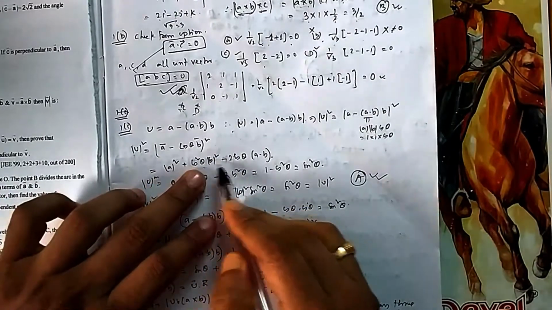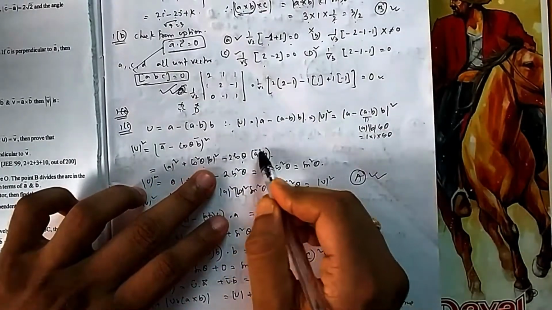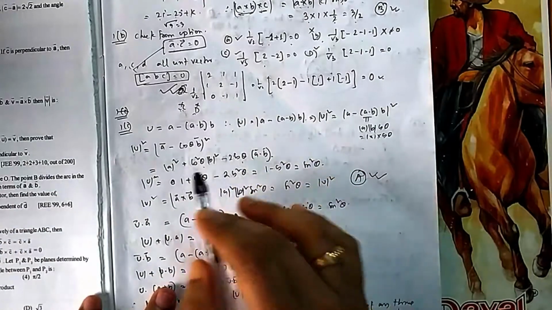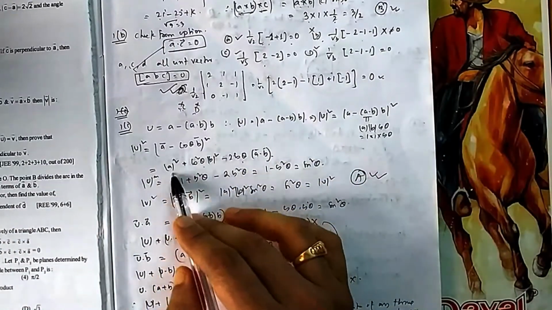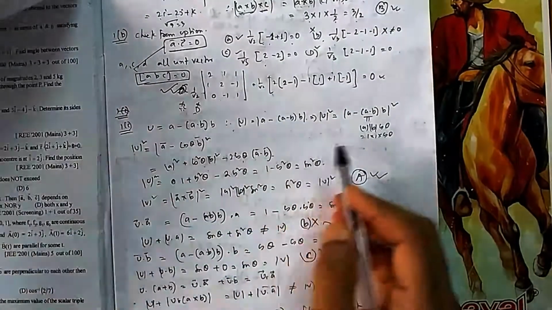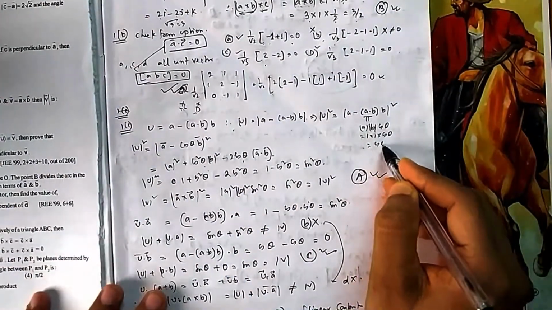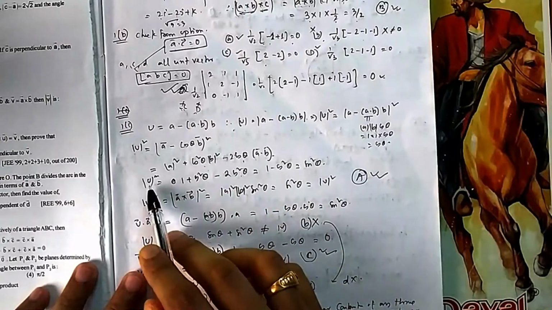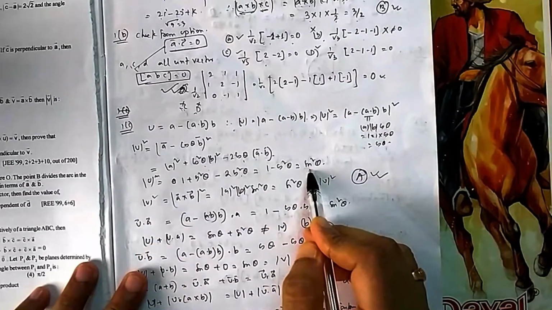So it will be a squared, b squared, minus 2ab, not exactly that way, but we have seen how it is coming. Ultimately it will come like mod a squared, mod b squared and 2 cos a dot b. A dot b is nothing but cos theta, so you apply cos theta again. So mod u squared is 1 minus cos squared, which is sin squared theta.